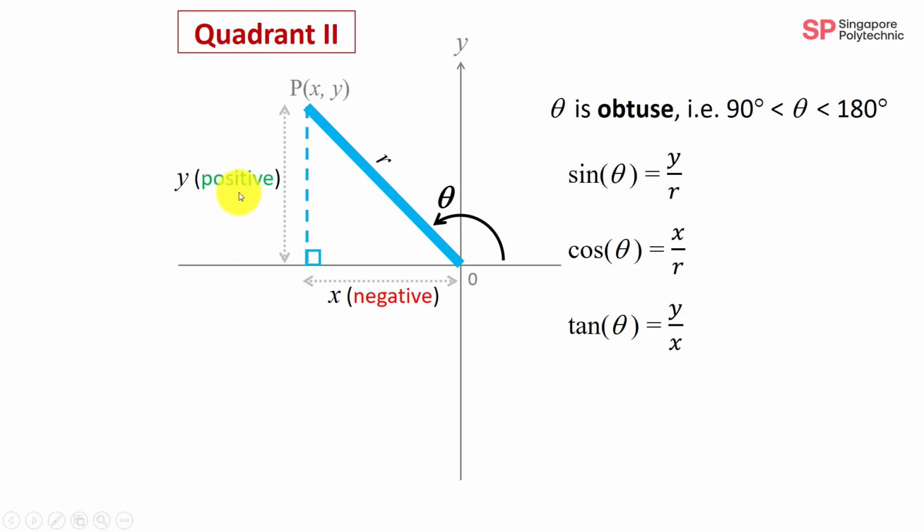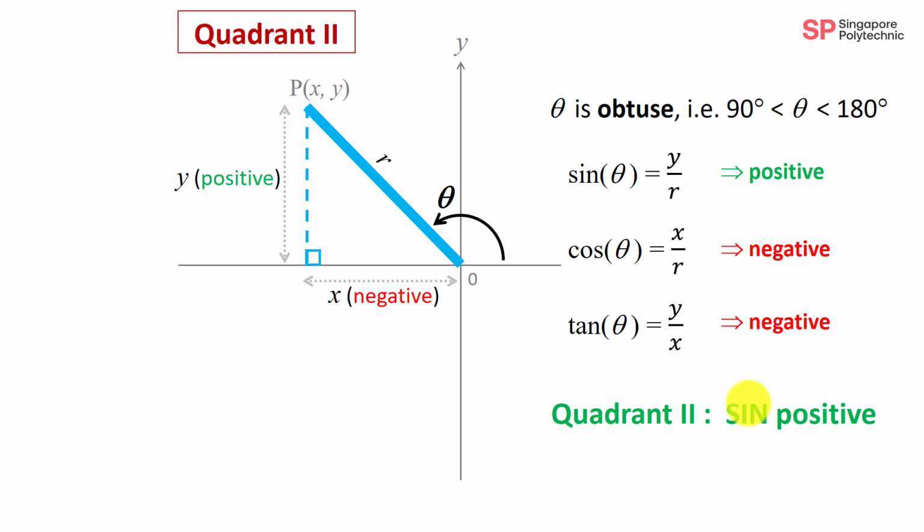Sin theta is a positive y divided by r that gives a positive value. Cosine theta is a negative x divided by r that gives a negative value. Tangent theta is a positive y divided by a negative x that gives a negative value. So in Quadrant 2, only the sine ratio gives a positive value.